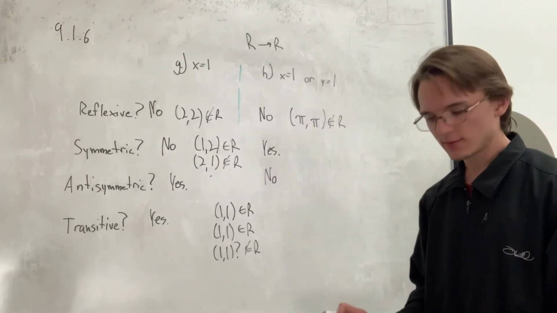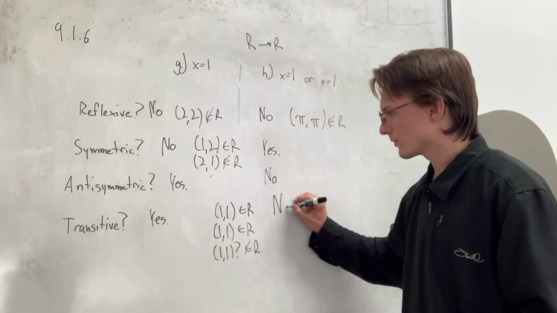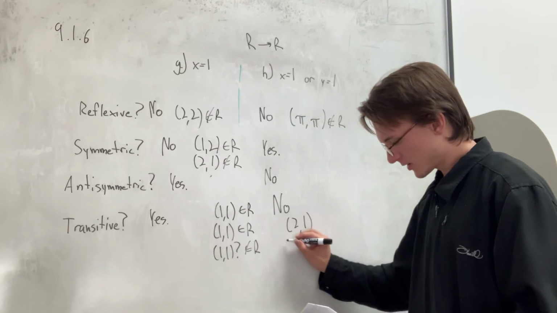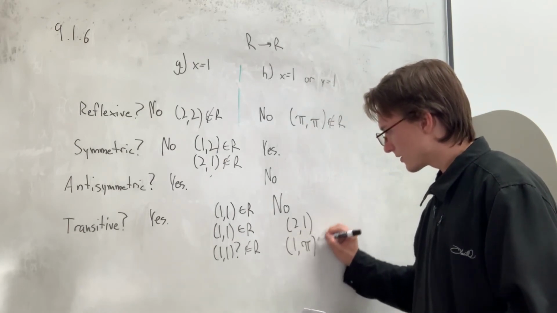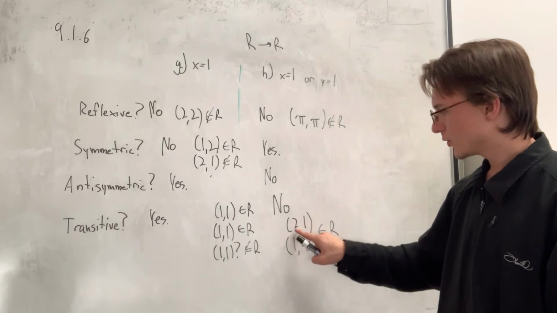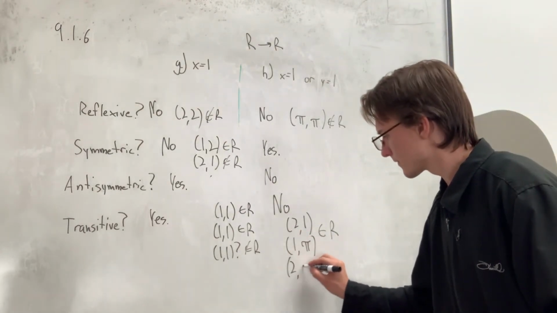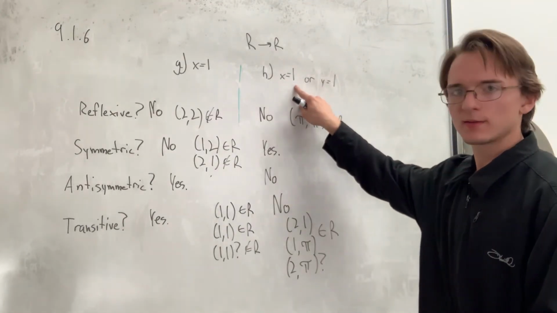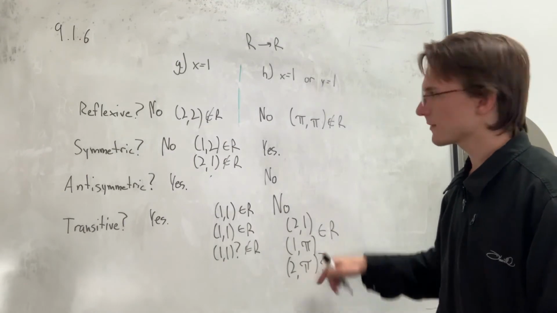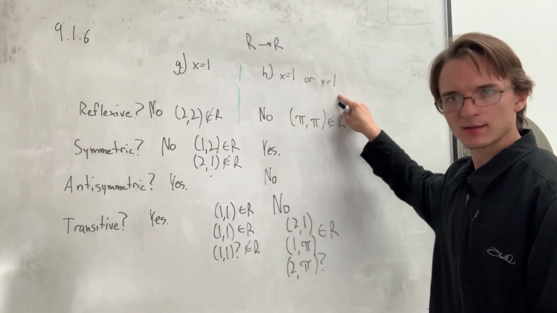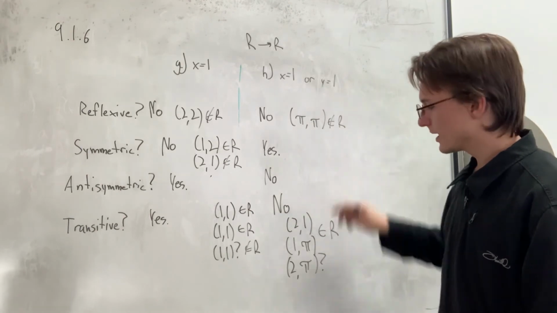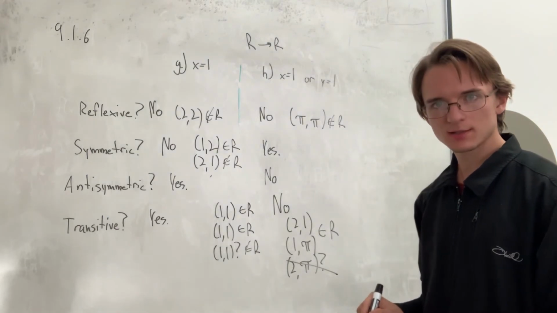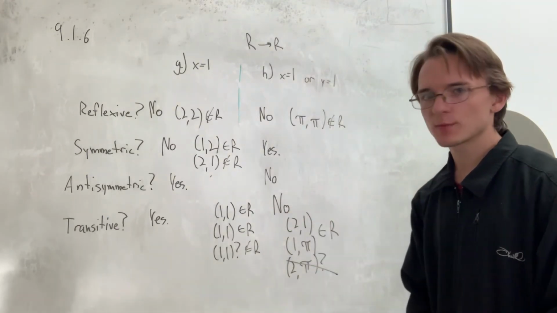Finally, is it transitive? No, we can give a counterexample. We have (2, 1). We have (1, pi), both in our relationship. Do we have (2, pi)? Well, let's plug it in. 2 is equal to 1. That fails. Let's plug in the pi. Or pi is equal to 1. Well, the entire statement does not hold. Neither 2 nor pi are equal to 1. Therefore, it's not transitive in at least one case, and the relationship is not transitive at all.